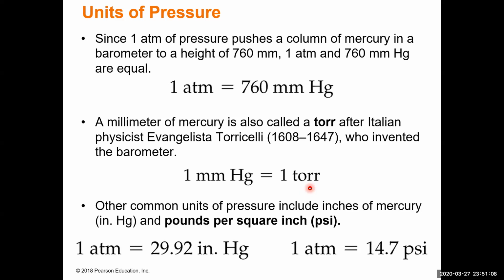Other common units of pressure include the inches of mercury, as we saw on the last slide, and pounds per square inch. Pounds per square inch can be denoted by PSI. For every 1 atmosphere, we saw on the last slide, that's equal to 29.92 inches of mercury, and 1 atmosphere is equal to 14.7 pounds per square inch, or PSI.